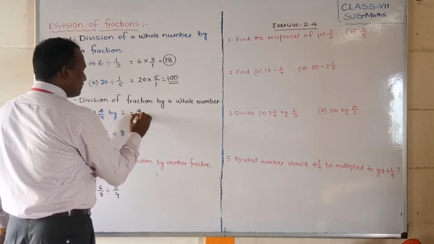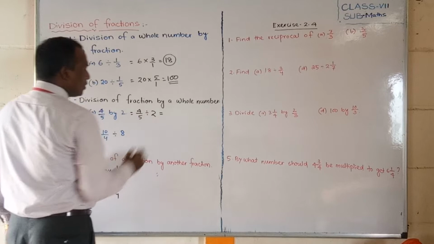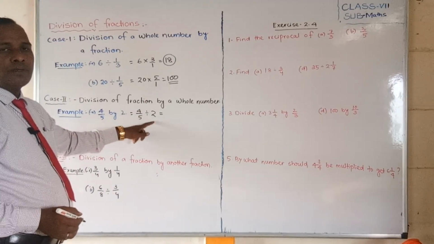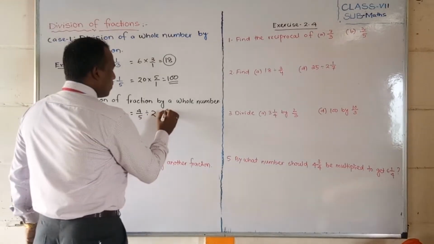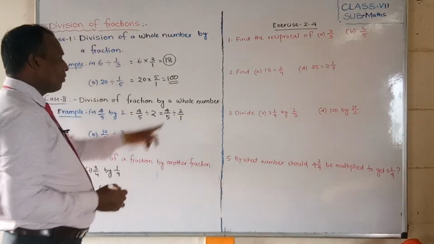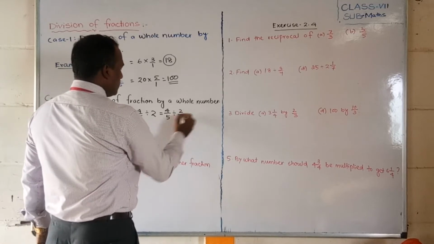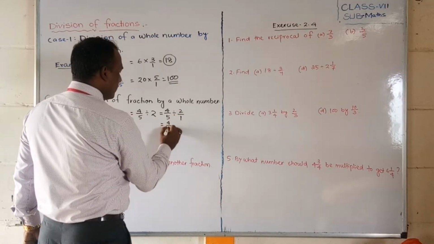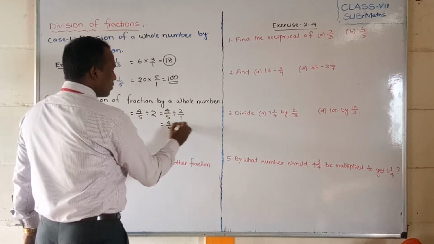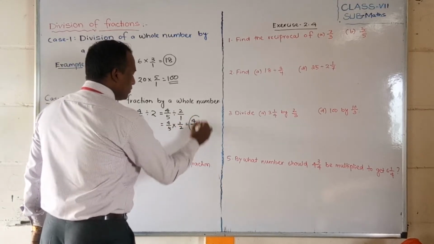4 by 5 divided by 2, what will we get? Students, observe that the denominator of 2 is 1. So we can write 4 by 5 divided by 2 by 1. First of all you should find the reciprocal of the divisor. So we write 4 by 5 into its reciprocal, changing the numerator as the denominator. What will we get as the answer? 4 times 1 is 4, 5 times 2 is 10. So this is our answer.